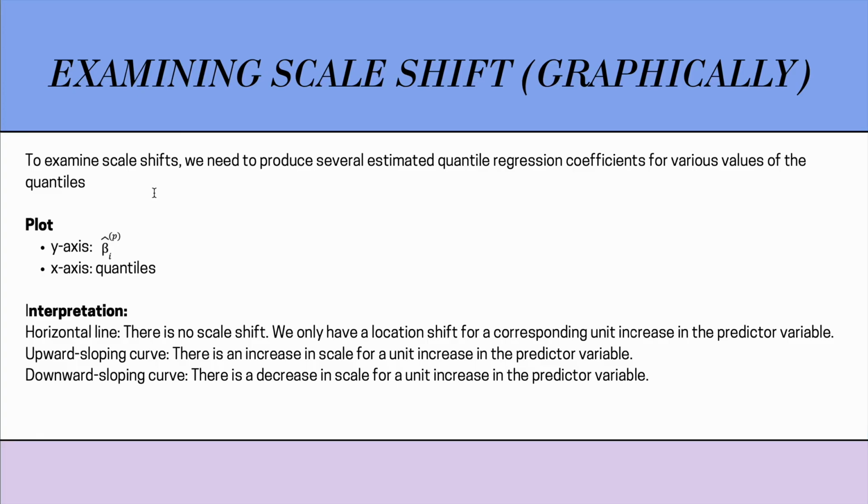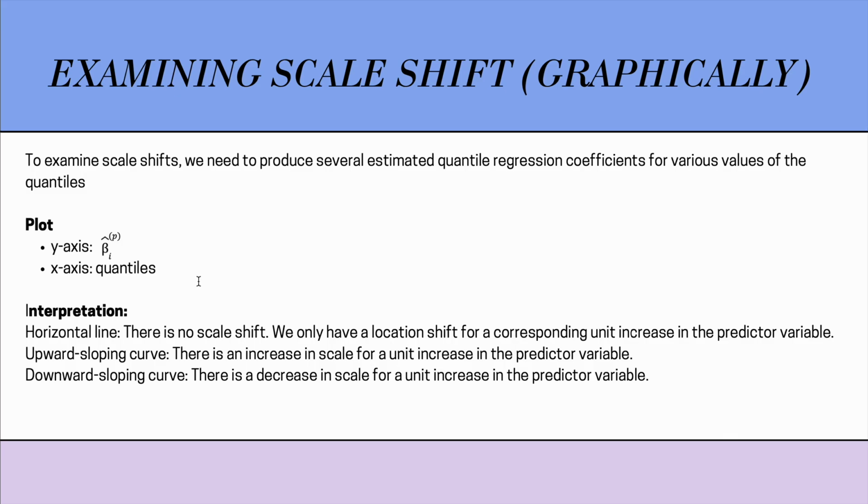The previous slide is just an illustration of what to expect in shapeshift. In this section, we will be focusing on scale shifts. First, we may examine scale shifts graphically. To do this, we need to produce several quantile regression coefficients for various values of the quantiles. On the y-axis, we plot beta hat p, and on the x-axis, we plot the quantiles.